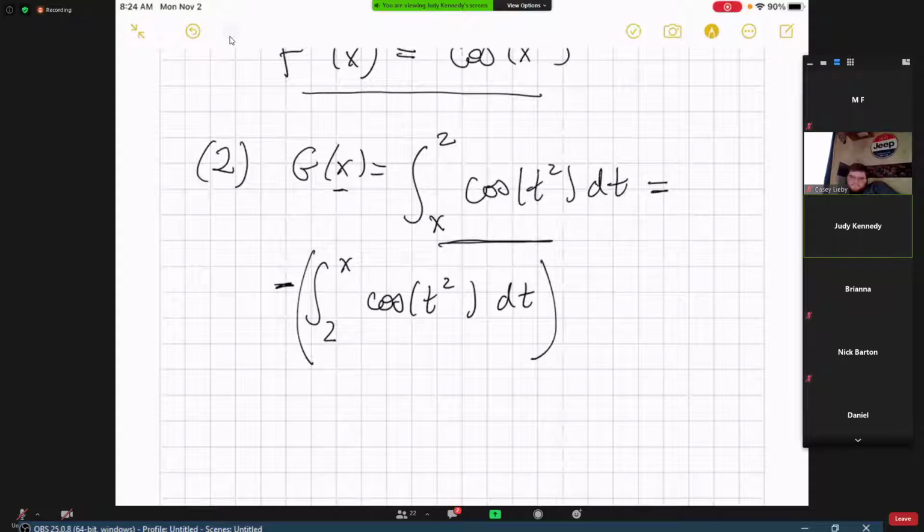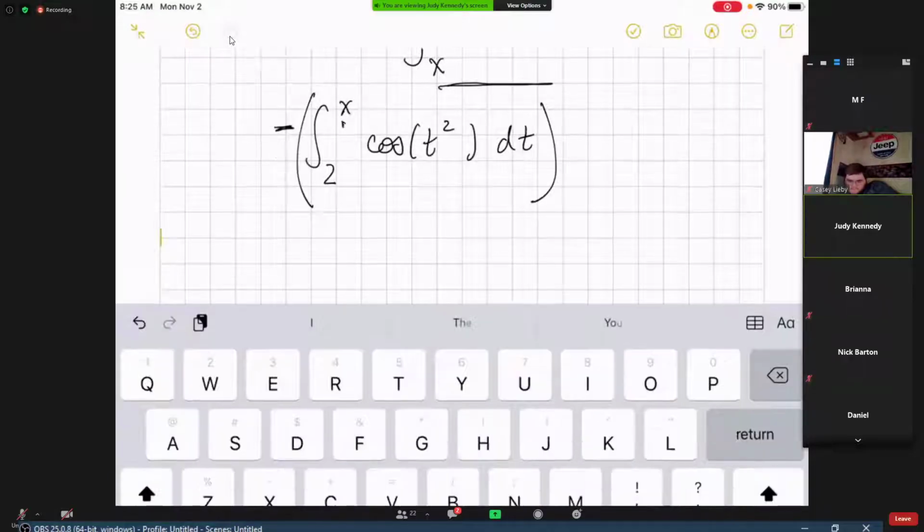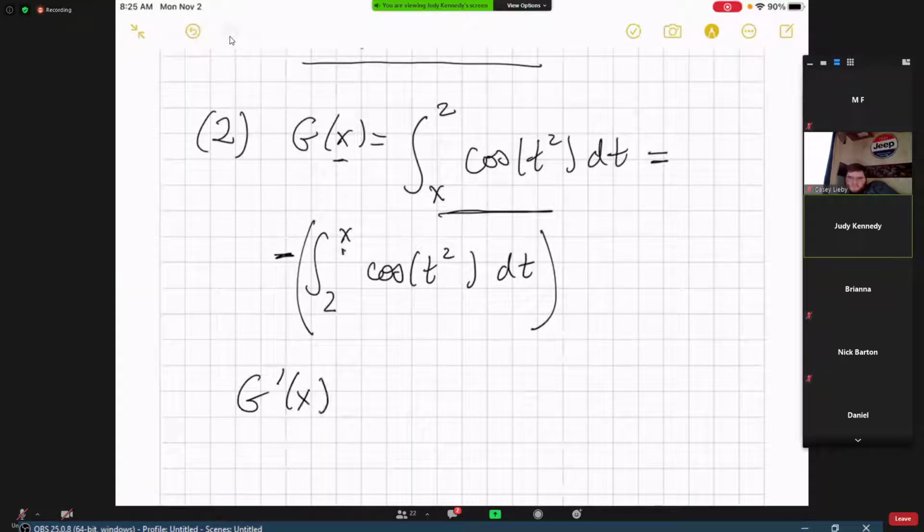Now the constant is at the bottom and the variable is at the top. So I can use part 1 of the fundamental theorem to say that g prime of x is minus the cosine of x squared.